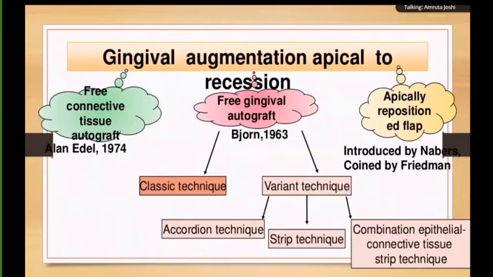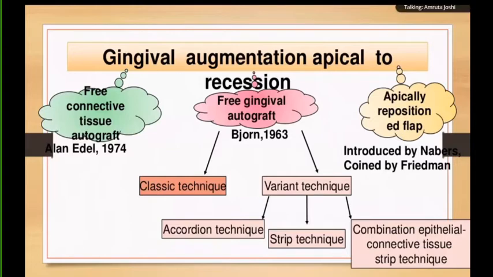Now we will see various techniques. Most commonly used over the decades is free gingival autograft. Then later came the free connective tissue autograft. And there is one more technique, that is apically repositioned flap. Now remember, free gingival autograft and free connective tissue autograft can also be used to cover the denuded root surfaces, I mean for root coverage.